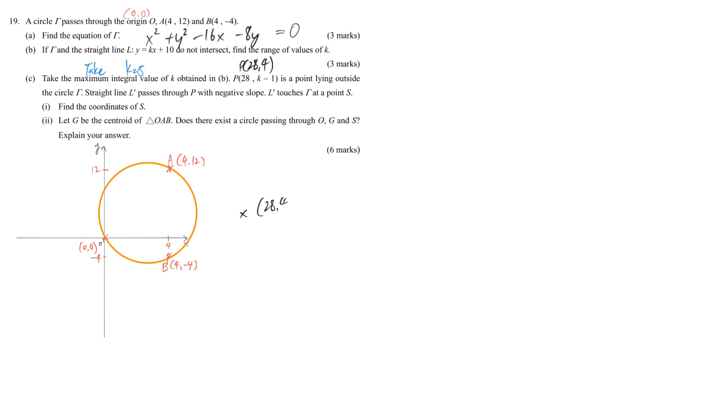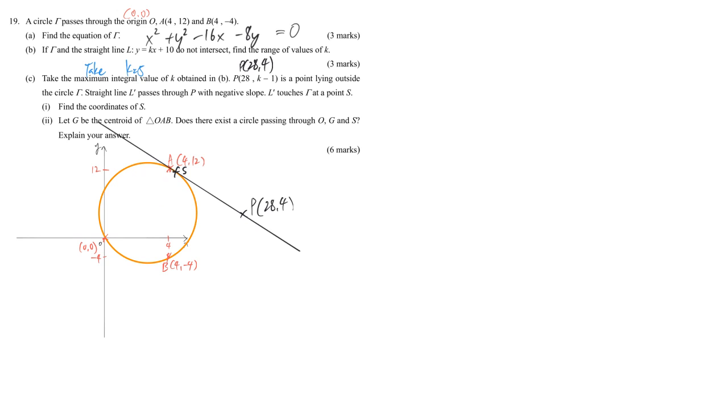This is 28, 4. And then there is a straight line, L prime, passing through P with negative slope going downward, and also touching the circle. And the touching point is called S here. Beware that it may not be A, okay? So it's just very close only. Our mission is to find out what the coordinate of S is.